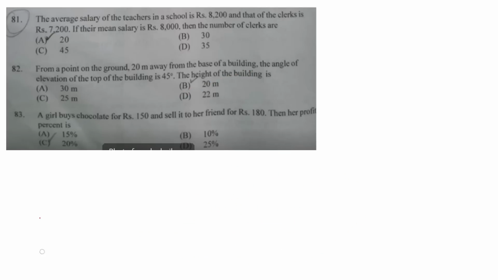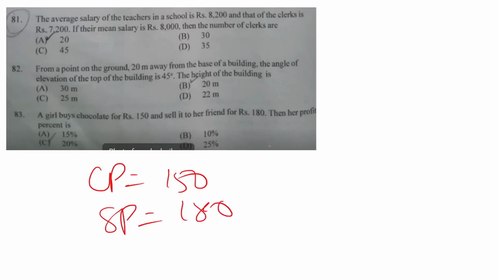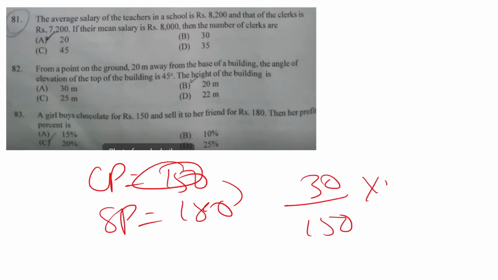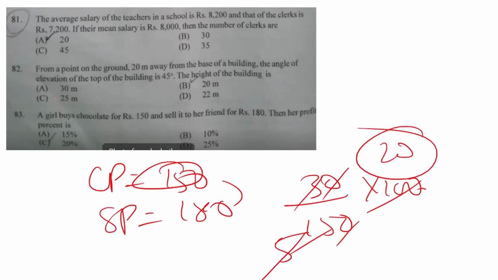Question number 83. A girl buys chocolate for 150, so 150 will be the cost price, and sells it to her friend for rupees 180. The selling price minus the cost price gives the profit, which is 30. Profit divided by cost price multiplied by 100. Cancelling 3 by 15 to 5, and 5 times 120... so 20% is the correct answer.